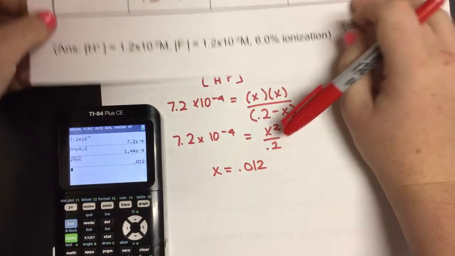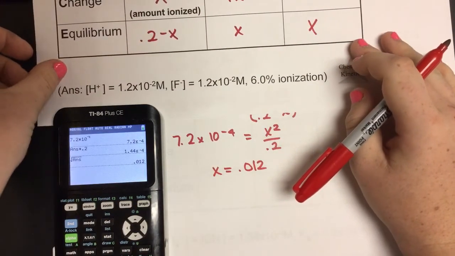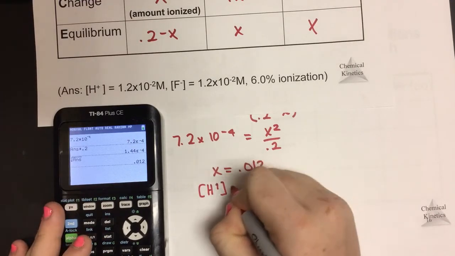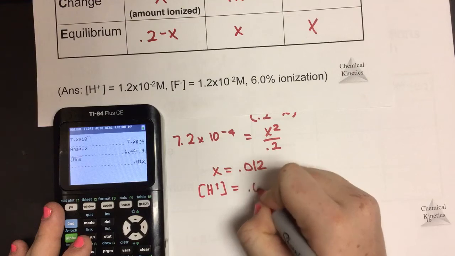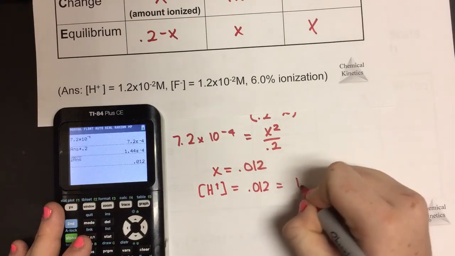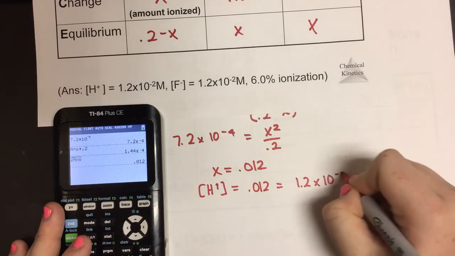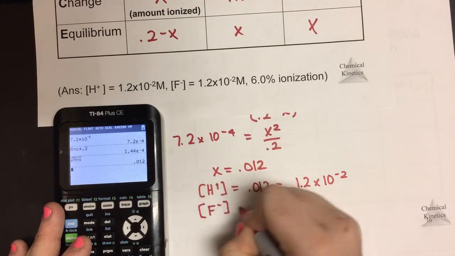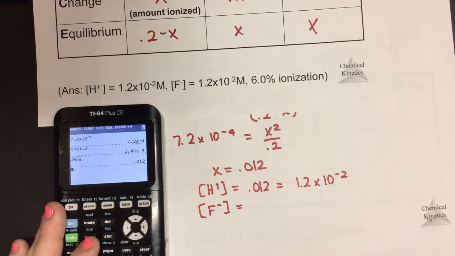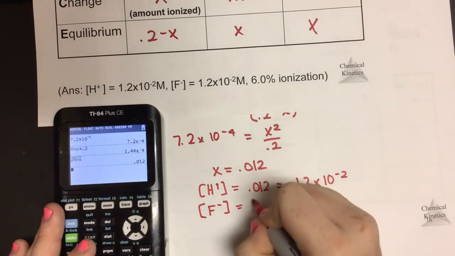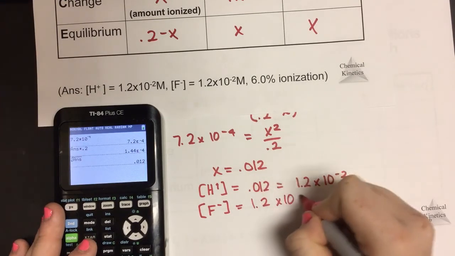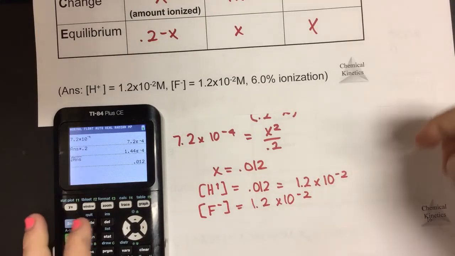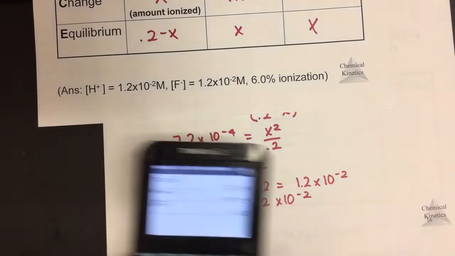And back to our ICE table, the concentration of H plus equals 0.012, which equals 1.2 times 10 to the negative second. And the same thing goes for F because they're both represented by X. And so that will be 1.2 times 10 to the negative second as well. And so that is what that problem is asking us for, and there's the solution.